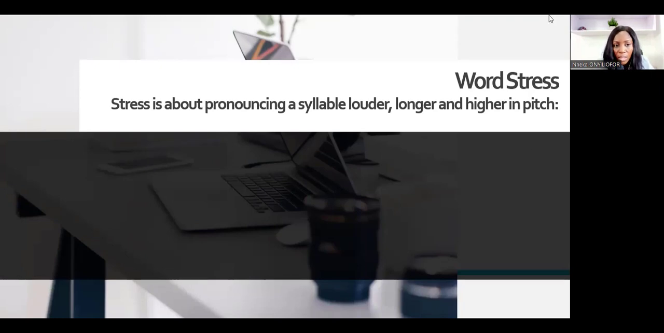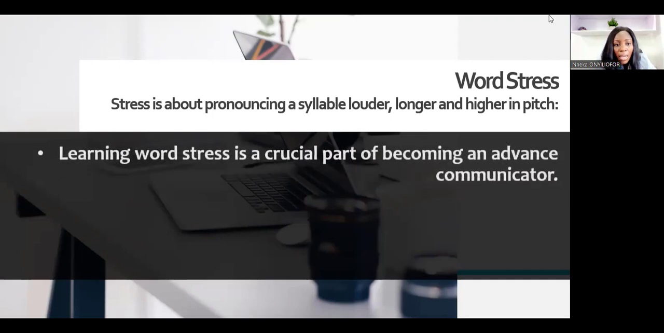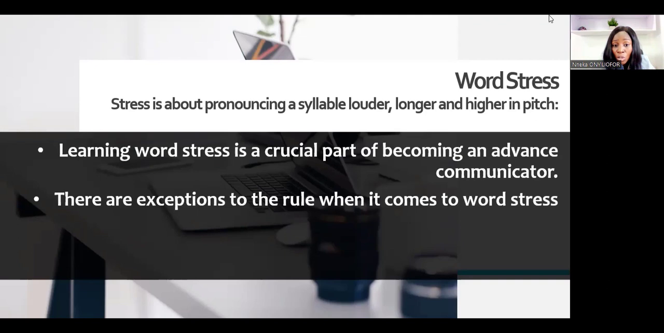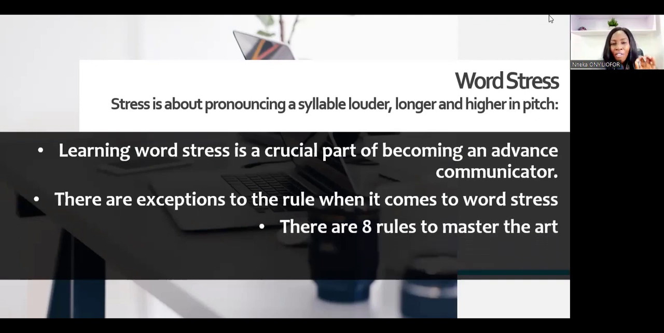What is word stress? Stress is about pronouncing a syllable louder, longer, and higher in pitch. Now, learning word stress is a crucial part of becoming an advanced communicator. This is very important. Although there are exceptions to the rules when it comes to word stress, the 8 rules are very important. They help you take care of a lot of things in your communication.